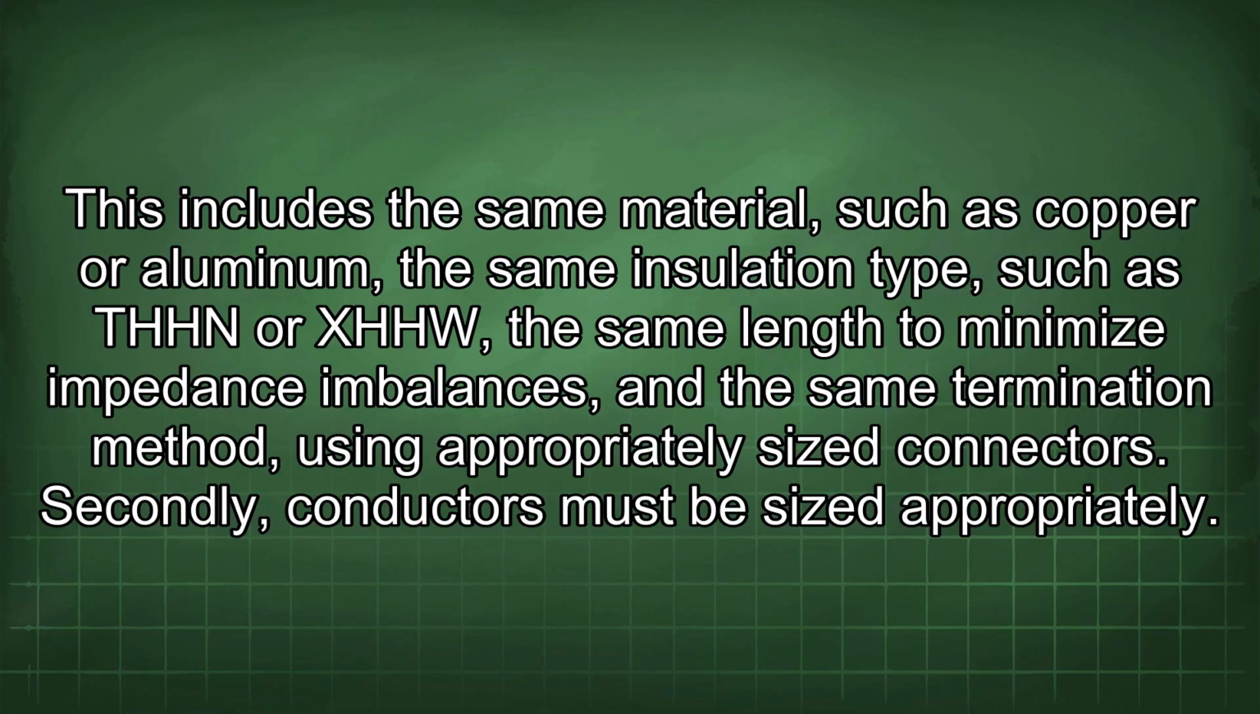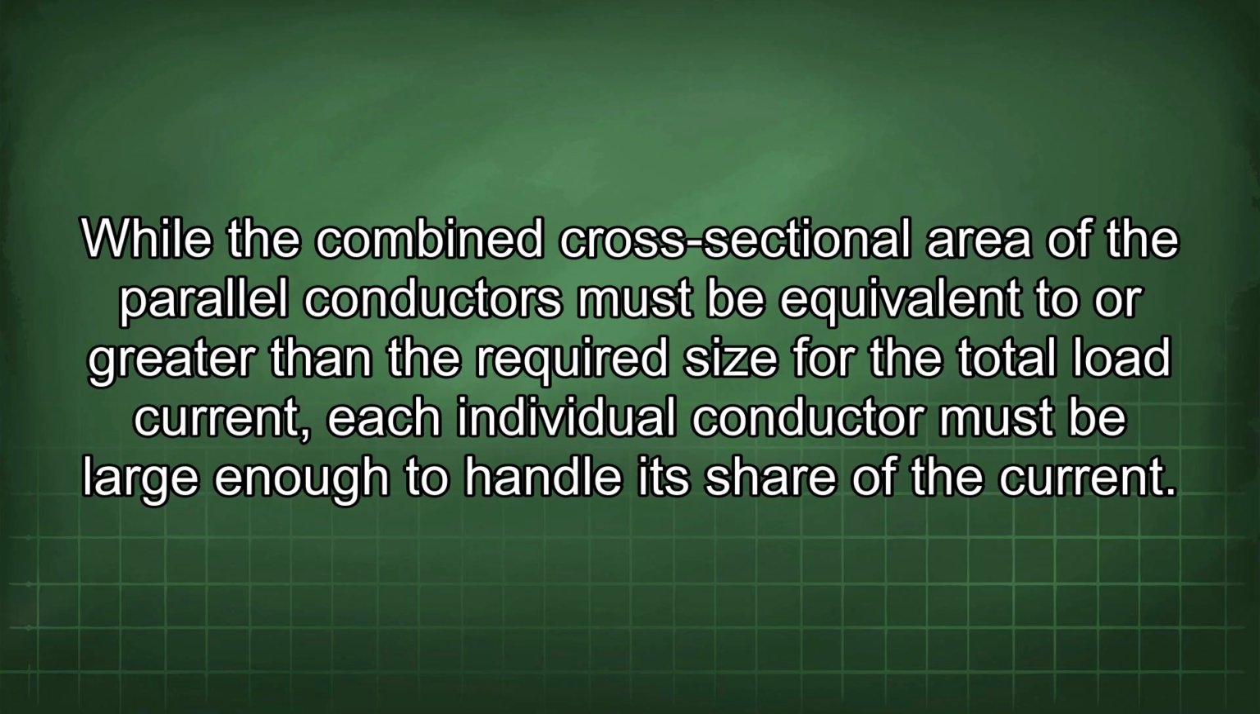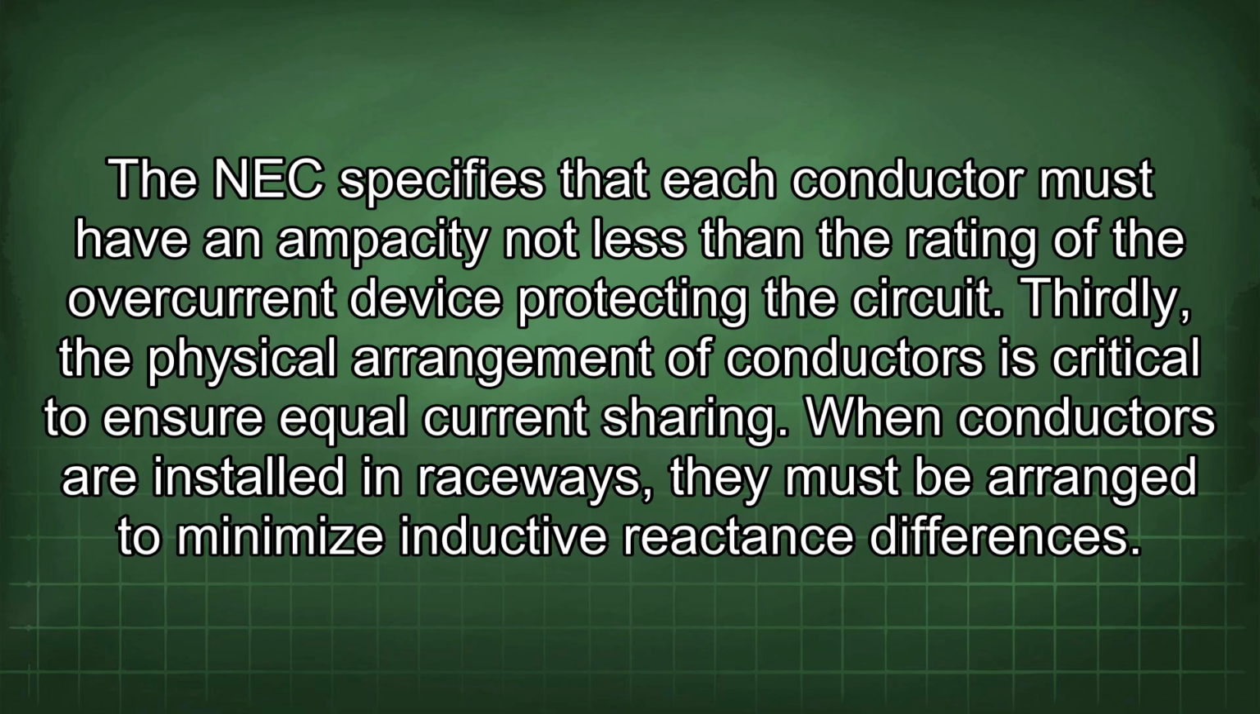Secondly, conductors must be sized appropriately. While the combined cross-sectional area of the parallel conductors must be equivalent to or greater than the required size for the total load current, each individual conductor must be large enough to handle its share of the current. The NEC specifies that each conductor must have an ampacity not less than the rating of the overcurrent device protecting the circuit. Thirdly, the physical arrangement of conductors is critical to ensure equal current sharing.